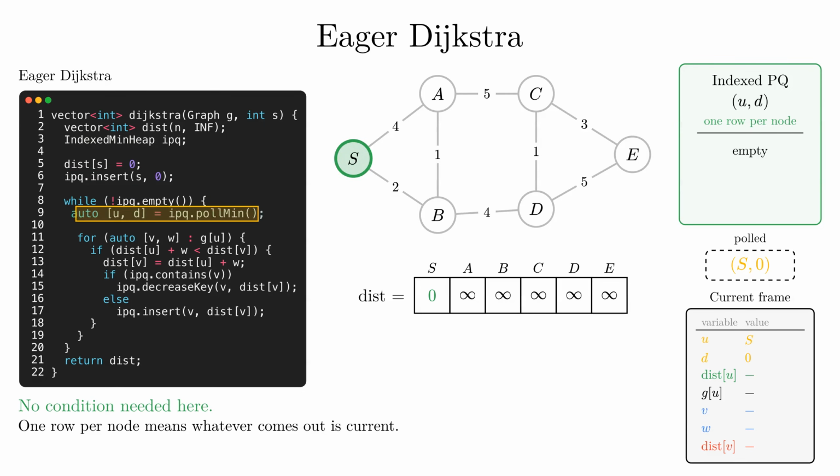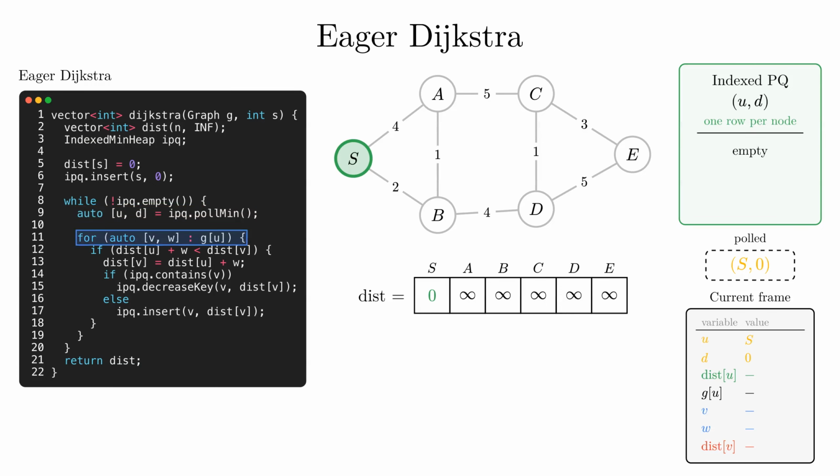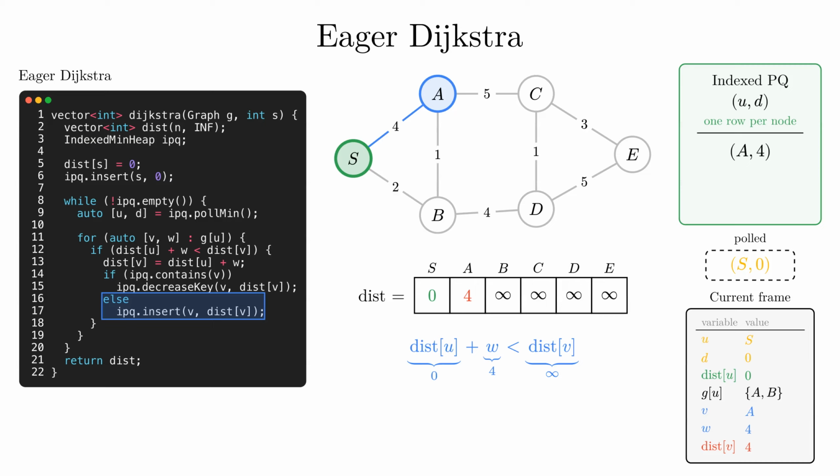And here is the first thing that vanished. The lazy version needed a condition to test whether the popped pair was stale. This one does not, because a stale pair can never be created. So we go straight to relaxing S's edges. The edge to A costs 4. 0 plus 4 is better than infinity. A is not in the queue yet, so we take the insert branch. B costs 2, so B's distance becomes 2, and B is inserted as well.